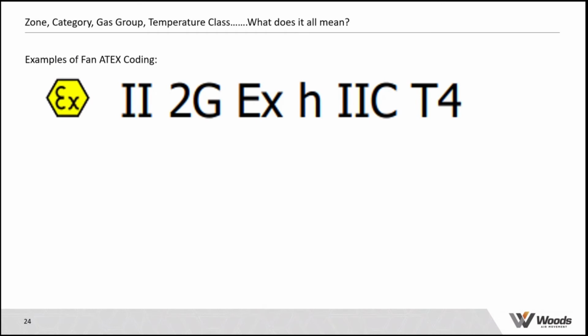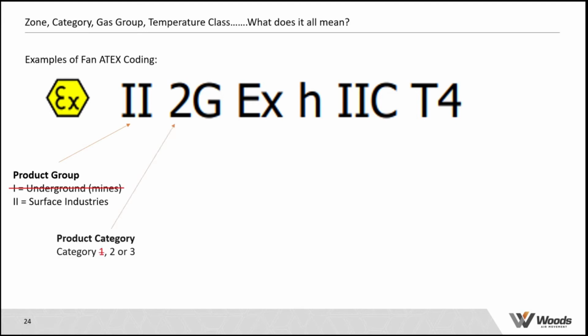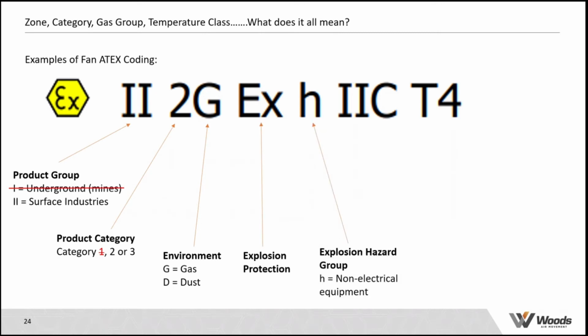So this is what you see in terms of a label on an ATEX fan. There are two groups of hazardous product. One is for underground mines, which we won't do because the liability is just too high. So product categories, again, we won't do category 1, that's permanent risk. G says it's gas. EX says it's a hazardous area. And interestingly, fans have been nominated as non-electrical equipment. So that's where the H comes from. In this case, it's a 2C gas and T4 temperature class. So that label tells us everything we need to know.